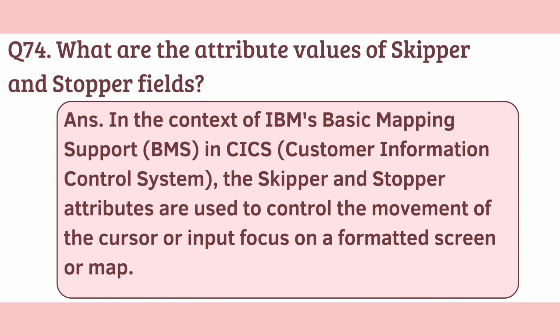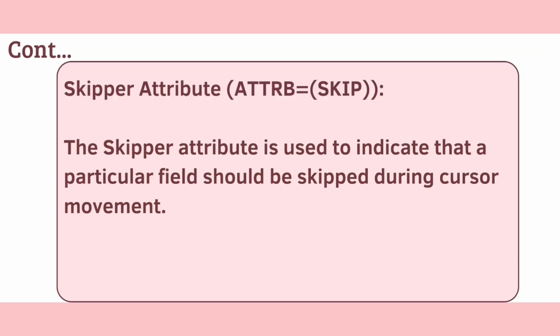Moving to question number 74. What are the attribute values of skipper and stopper fields? The answer is, in the context of IBM's Basic Mapping Support, that is BMS, in CICS, the skipper and stopper attributes are used to control the movement of the cursor or input focus on a formatted screen or map. Here I have given an example.